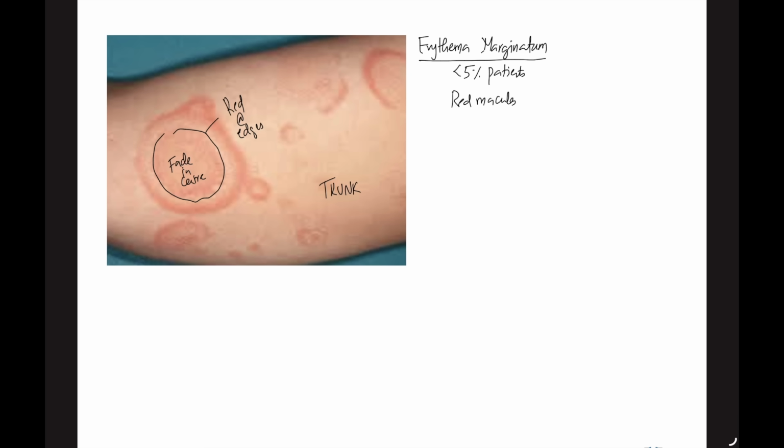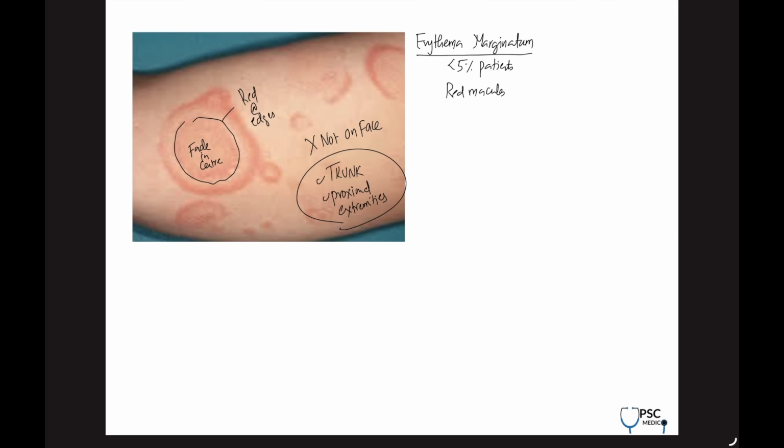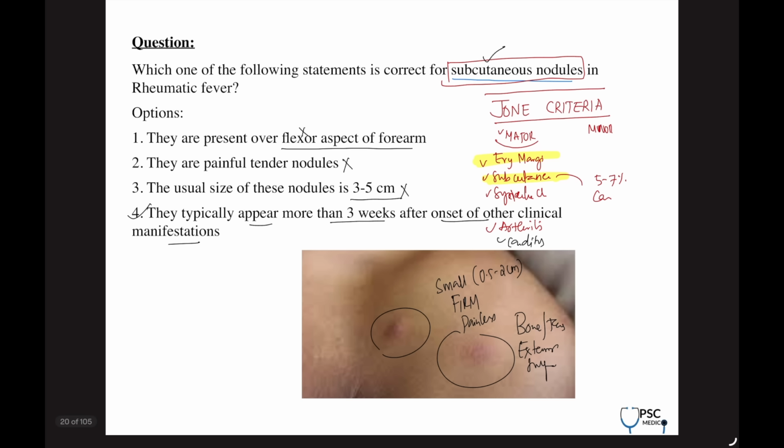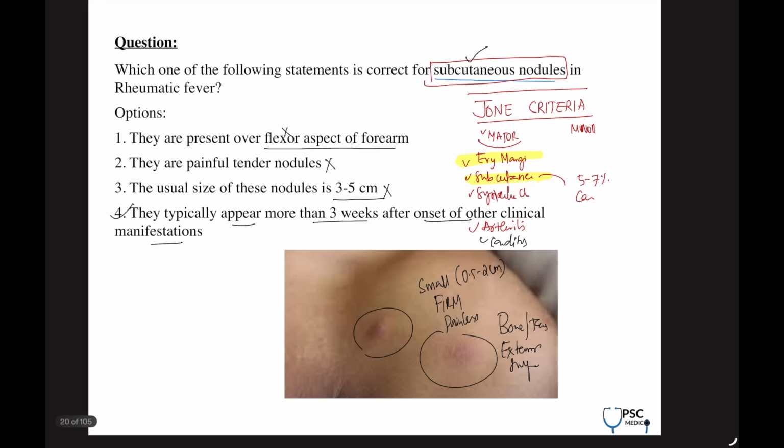They're present mainly on the trunk. The areas where they're commonly present are the trunk and proximal extremities, as you're seeing in the arm. They're never seen on the face. They're seen in less than 5% of the cases, right? So this is erythema marginatum. Then subcutaneous nodules, erythema marginatum.